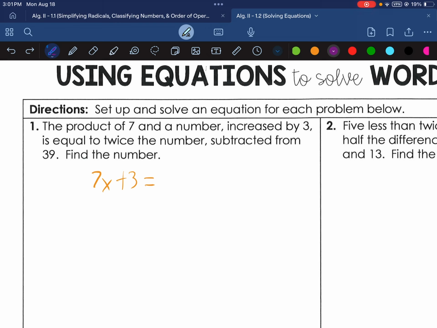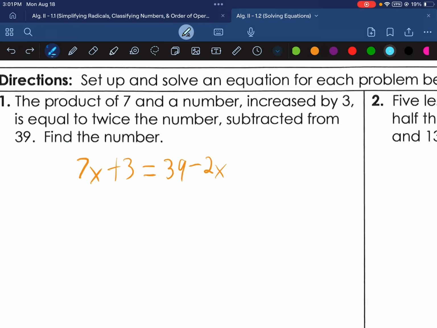My apologies. It says subtracted from 39. Twice the number subtracted from 39. I had missed this last part for a moment there. Meaning we do 39 minus 2x. Whenever we see the phrase subtracted from or less than, that actually means we have to reverse the order. Typically we just go left to right as we see it. So we'd put twice the number first, or 2x first. But because we see subtracted from or less than, we have to flip it around and put the second part first. So 39 minus 2x, or subtracting 2x from 39.